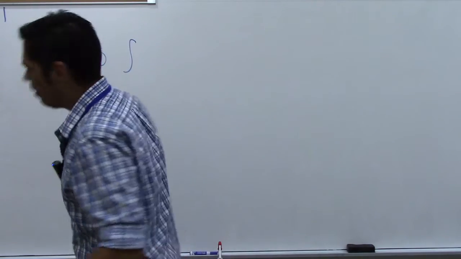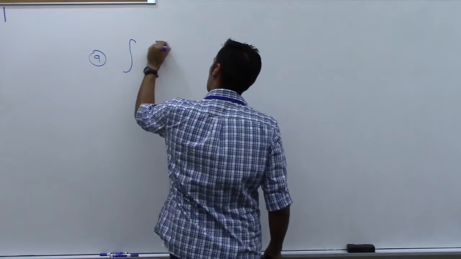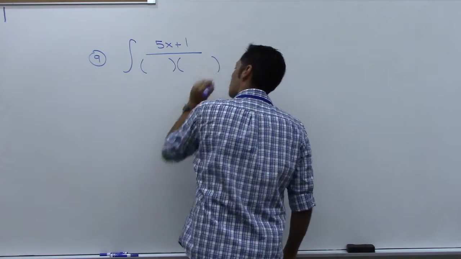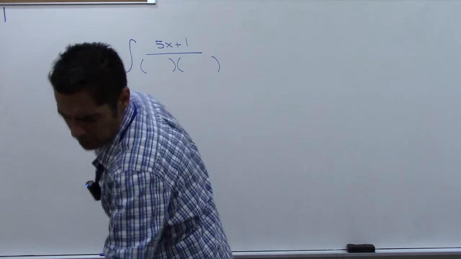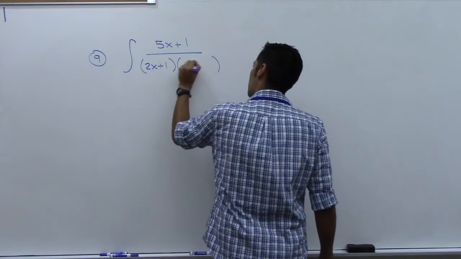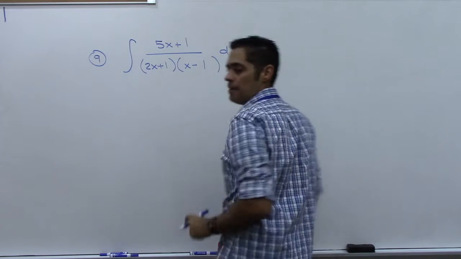Five x plus 1 over 2x plus 1 times x minus 1 dx. Okay.